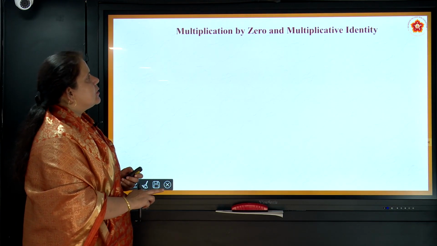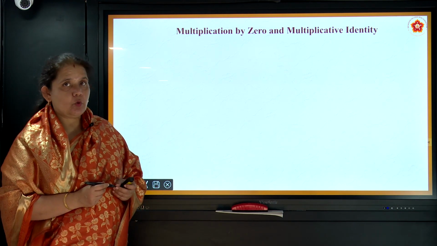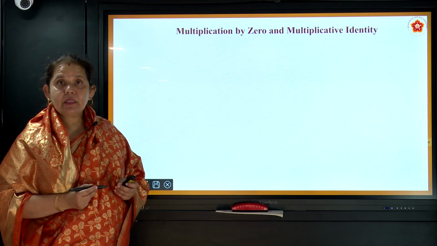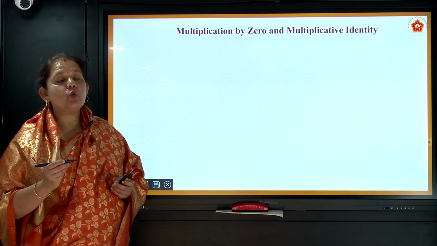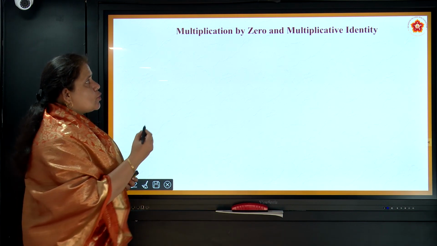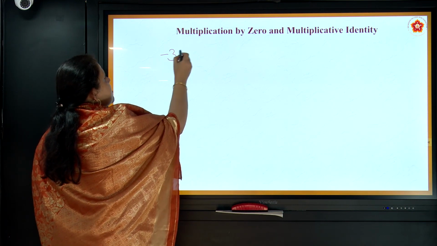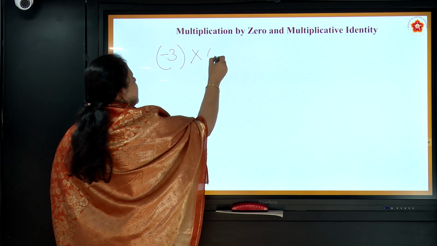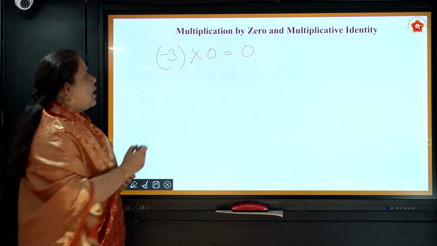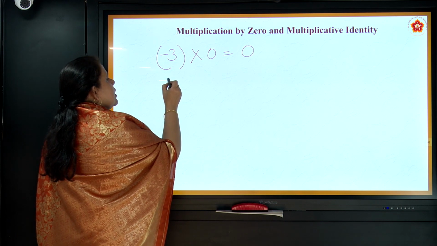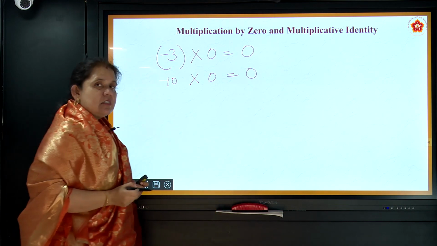Moving ahead, what happens if we multiply a number by 0? You are in class 7th, everyone knows this. Whenever we multiply a number by 0, the answer is always 0. So here, since we are restricting ourselves to integers, what is -3 multiplied by 0? It will be 0. You take any integer, 10 is an integer multiplied by 0, answer will always be 0.